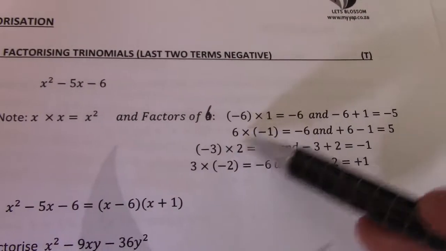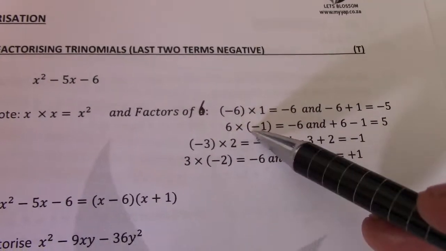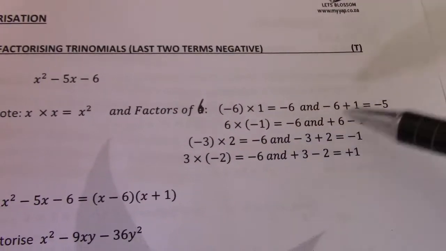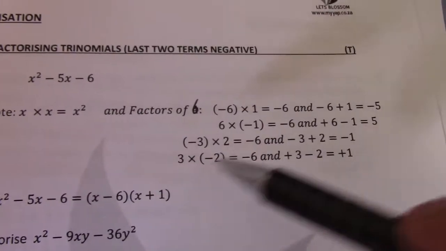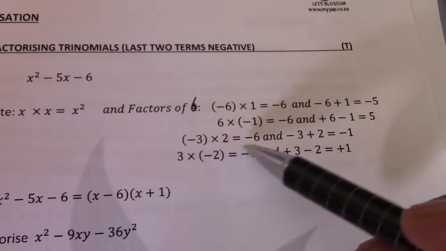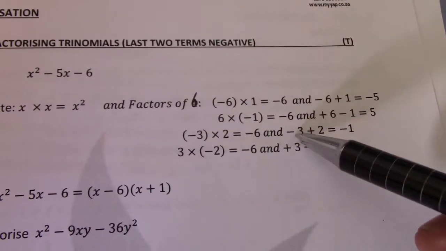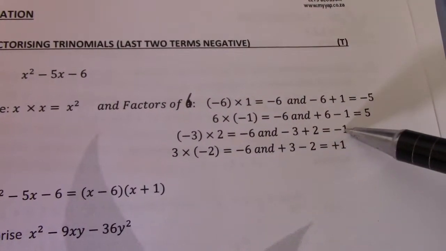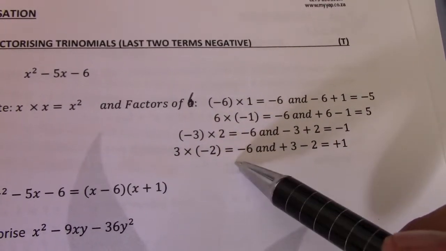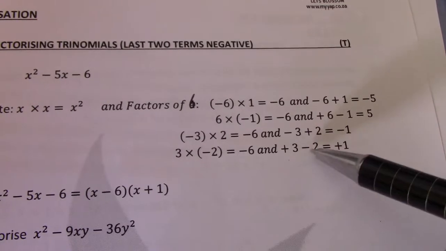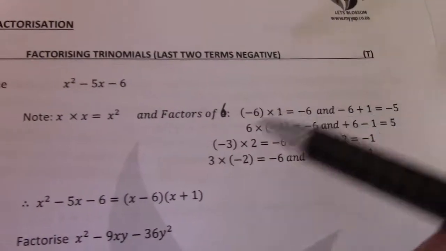I can say 6 times negative 1, so the negative changes place, gives me minus 6, and then 6 minus 1 equals positive 5. Can also say minus 3 times 2 gives me negative 6, then minus 3 plus 2 equals minus 1. And then 3 times negative 2 equals negative 6, and then 3 minus 2 equals positive 1.